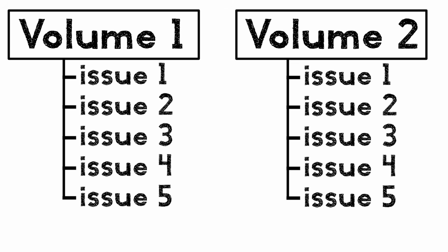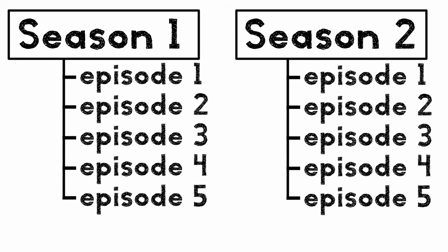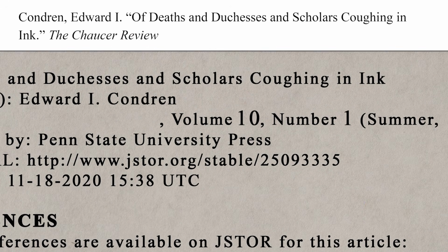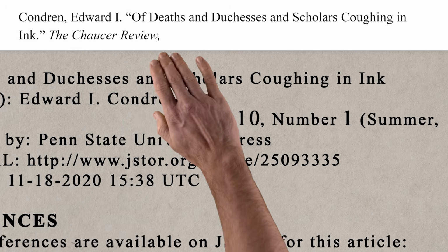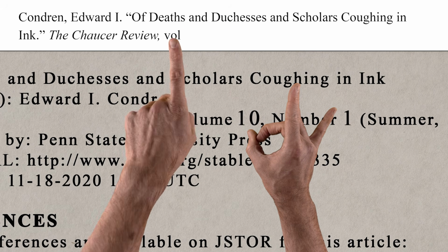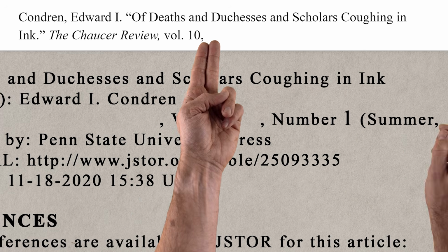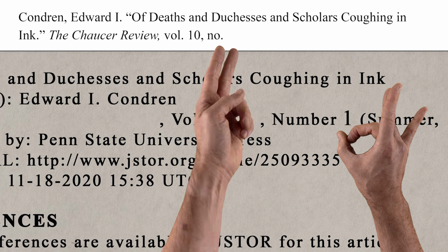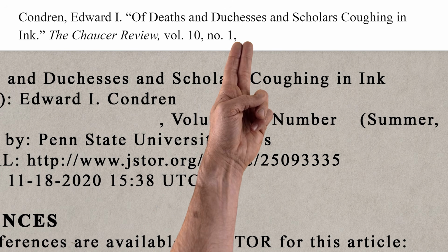Each volume contains multiple issues. It's kind of like how TV shows are produced in seasons and episodes. Seasons are like volumes, episodes are like issues. This article came from Volume 10, Issue 1. We indicate this by putting a comma after the journal title, a space, then VOL., that's short for volume, a period, a space, the number 10, a comma, a space, NO., that's short for number, a period, a space, and the number 1.